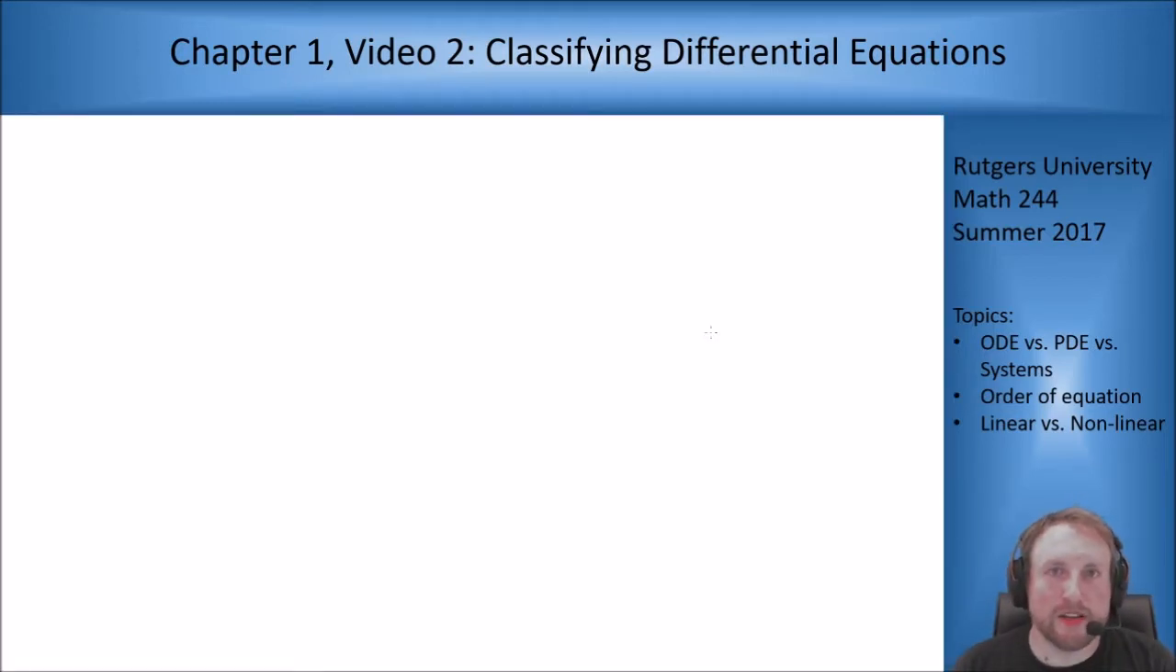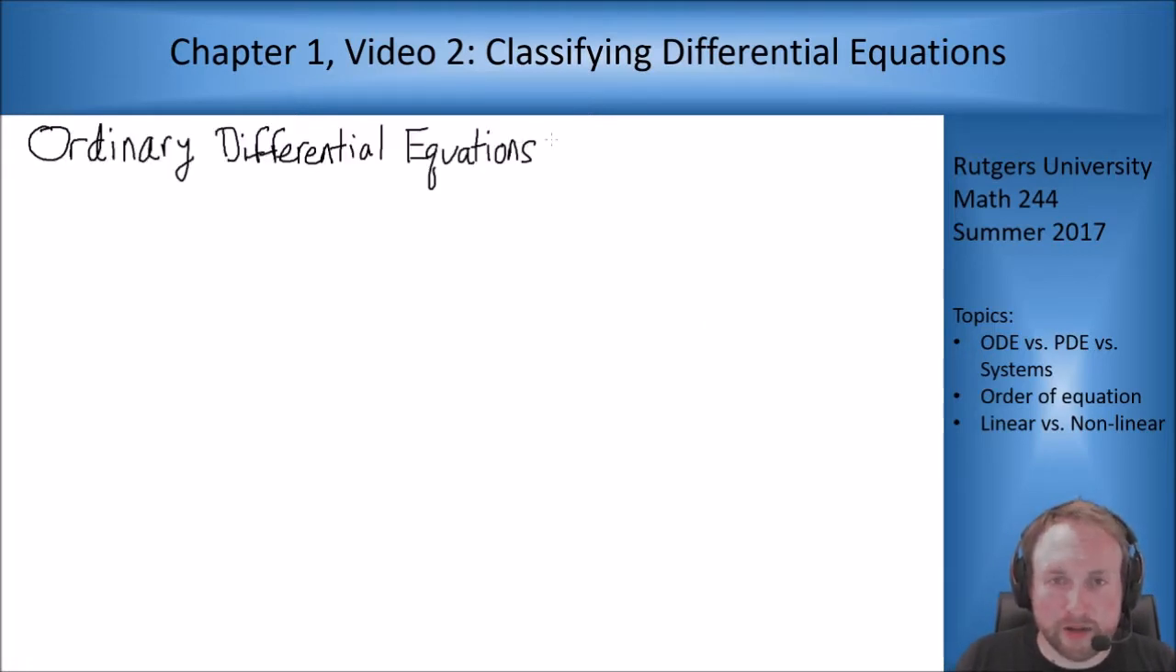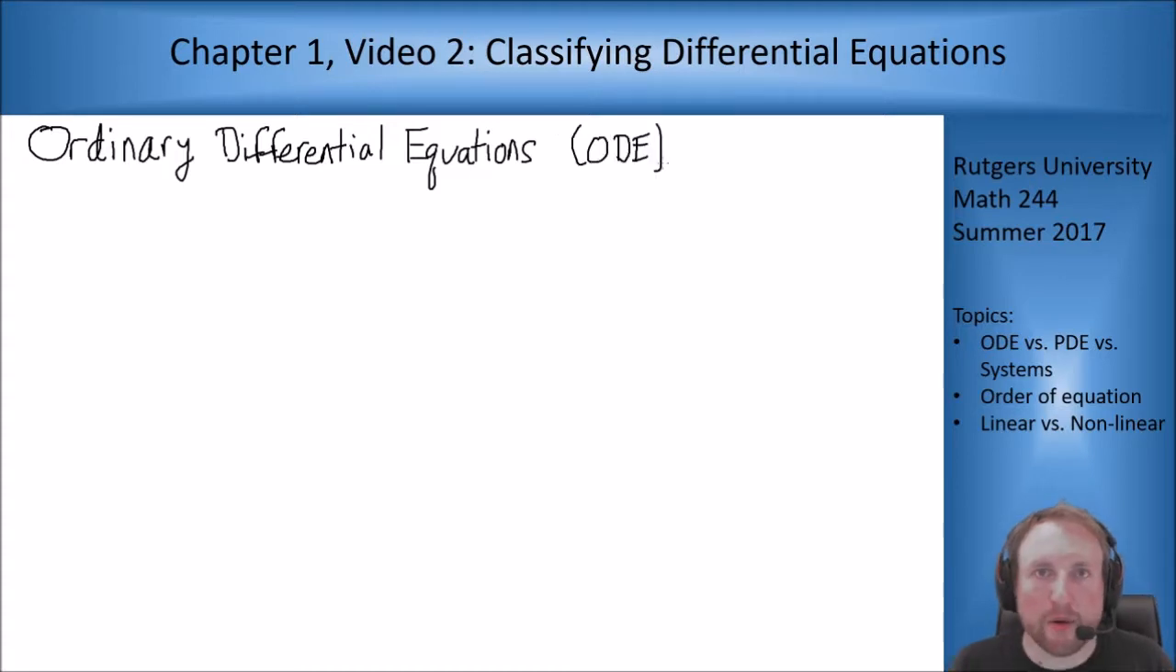So the first sort of classification that we're going to start out with is the difference between ordinary differential equations, partial differential equations, and systems of differential equations. The first of these we're going to talk about are ordinary differential equations, and these are commonly abbreviated ODEs. What this really means is that any of the functions that we care about only depend on one variable.